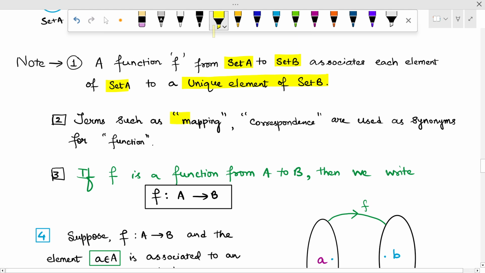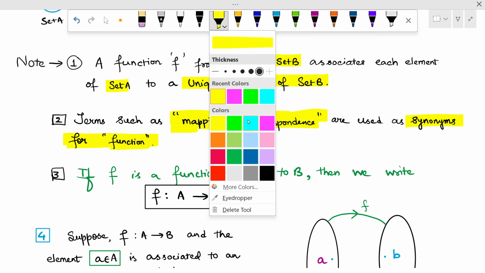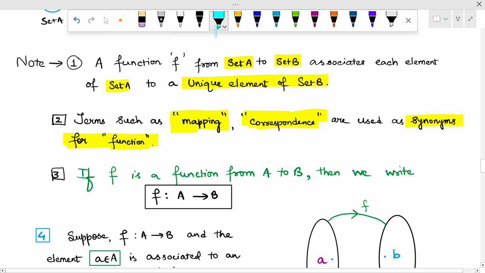Terms such as mapping and correspondence are used as synonyms for function. Means we can use the terms mapping and correspondence instead of the word function. We can use them as synonyms. Next, if f is a function from set A to set B, then we denote it by f: A to B. We denote it by this symbol. Remember this, right?